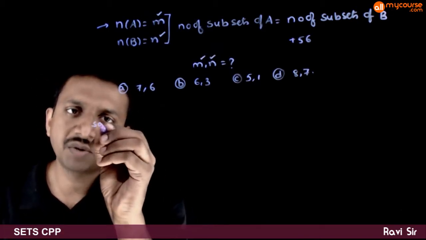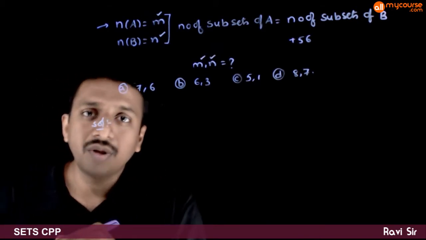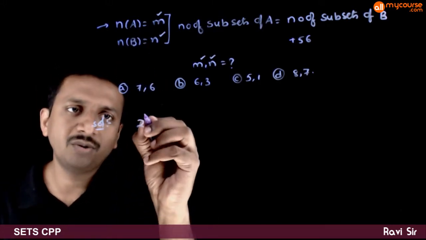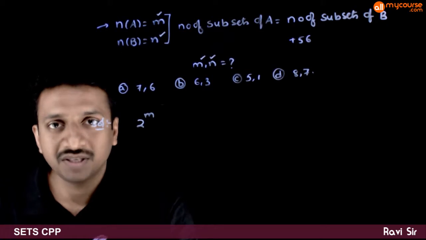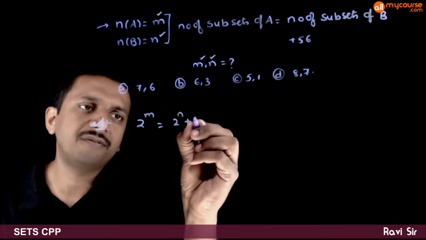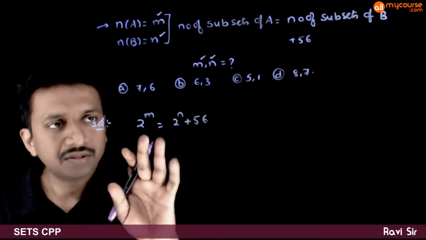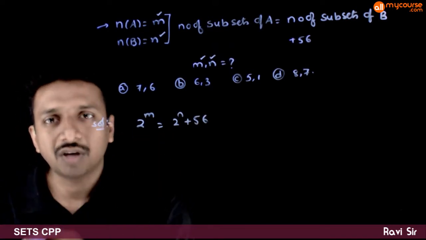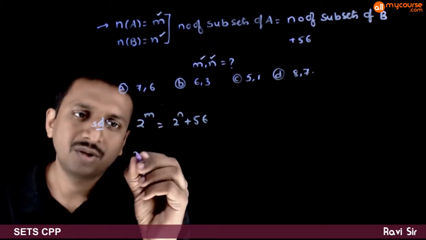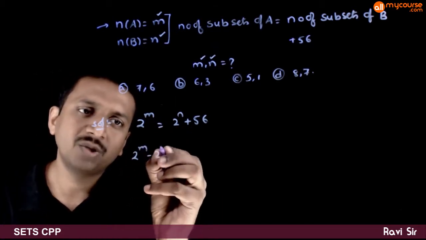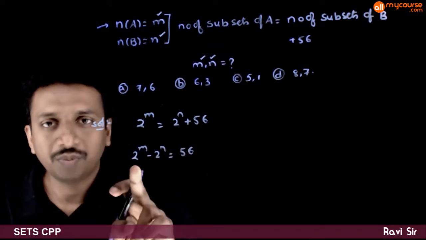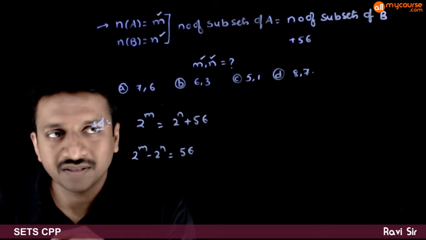So it is a formula based question. You know the formula for the number of subsets. The number of subsets of A is nothing but 2 to the power m, and the number of subsets of B is 2 to the power n. So 2 power m is equal to 2 power n plus 56. This is the condition which you need to solve. From this, you need to find both m and n. So 2 power m minus 2 power n is equal to 56.